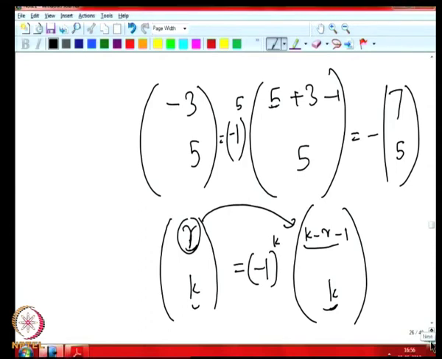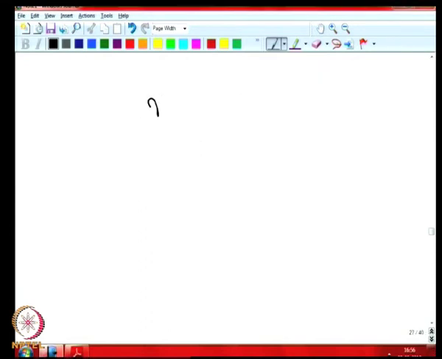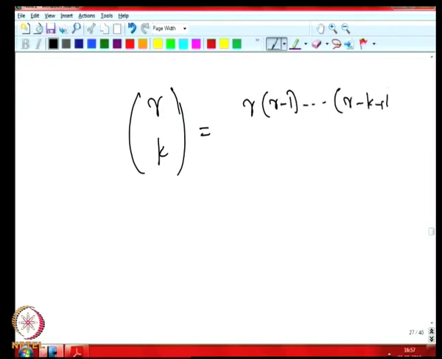So of course, let us look at the proof of this. This proof is also not very difficult. For instance, R choose K is equal to R into R minus 1 into R minus K plus 1 divided by K factorial. Now, just multiply by minus 1 raised to K. So what we do is we just extract minus 1 from each of them.